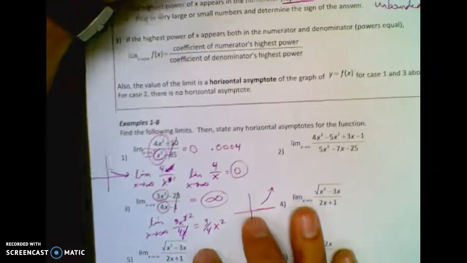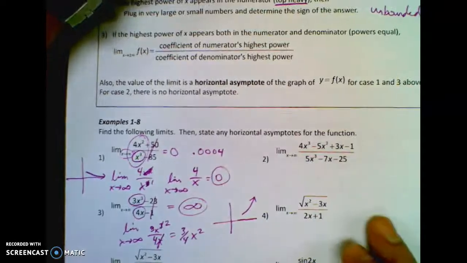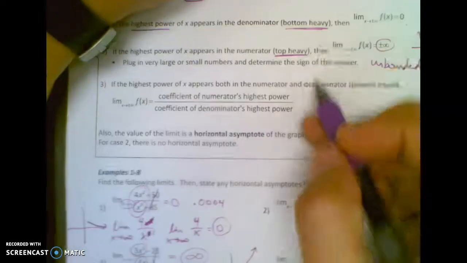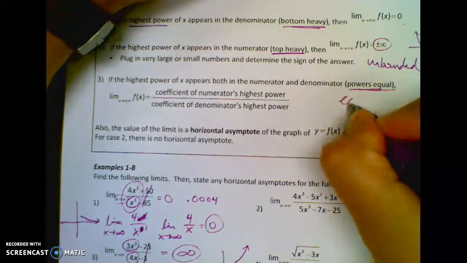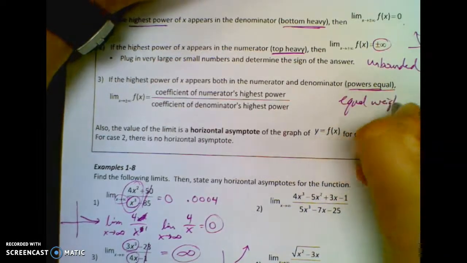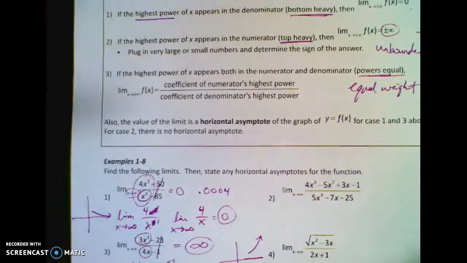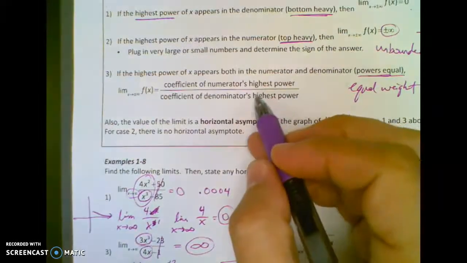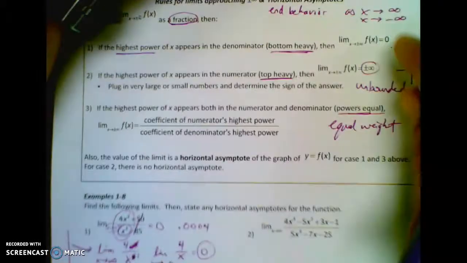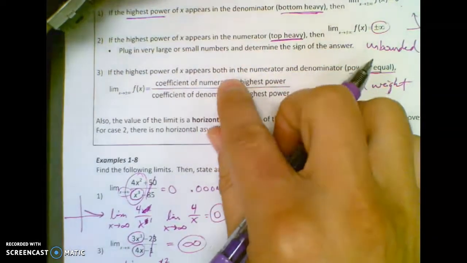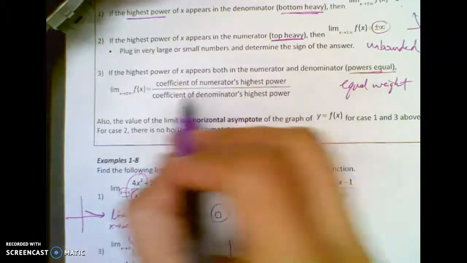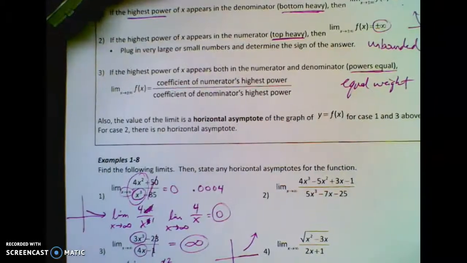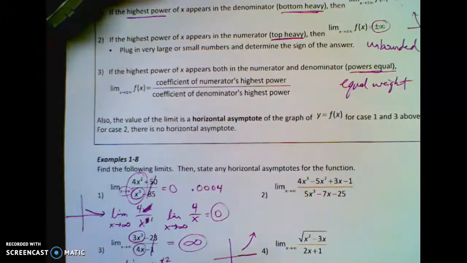Okay? And the last of the three cases, and then I'll do the examples on a different video. The last of the three cases is, well, if I have bottom heavy and I have top heavy, what about equal weight ones, right? I call that equal weight. Well, equal weight ones are special because you actually get a number answer. I mean, 0 is a number, but it's a special number. You get all sorts of number answers if they're equal weight. So you take the coefficient of the numerator's highest power and the coefficient of the denominator's highest power. And that is your horizontal asymptote.